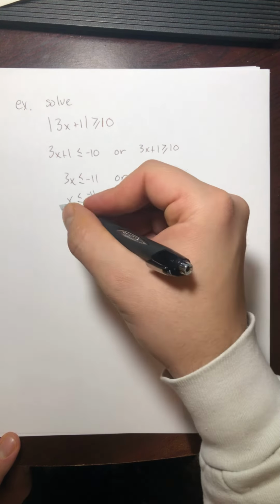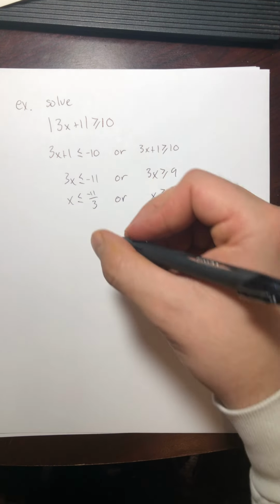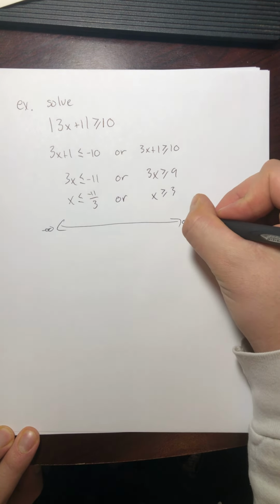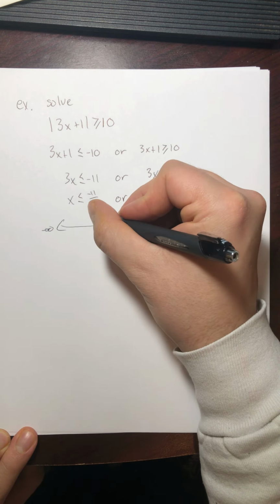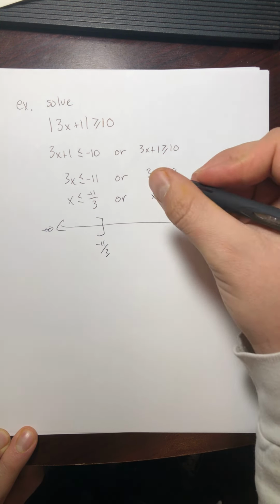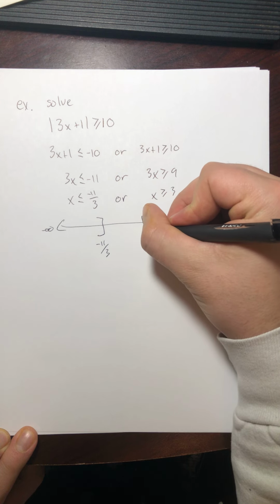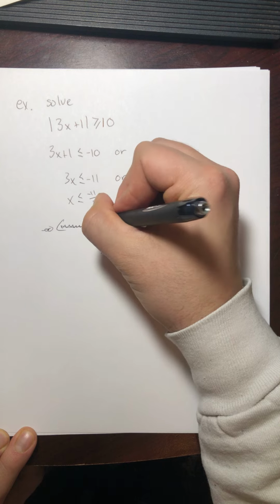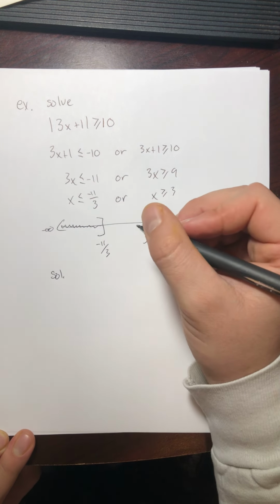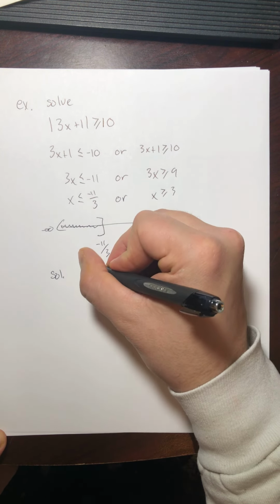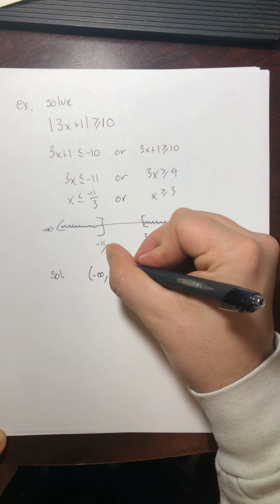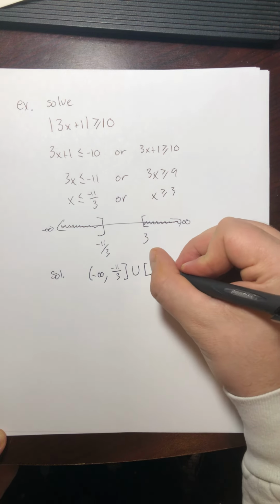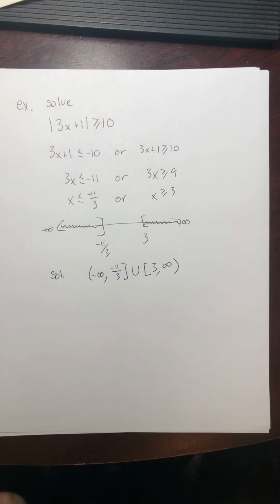So here is our solved inequality, and we want to put this on the number line. So less than or equal to negative 11 thirds, greater than or equal to 3, shade, and then the solution in interval notation is parenthesis, negative infinity, negative 11 over 3, bracket, union, bracket, 3 to infinity.